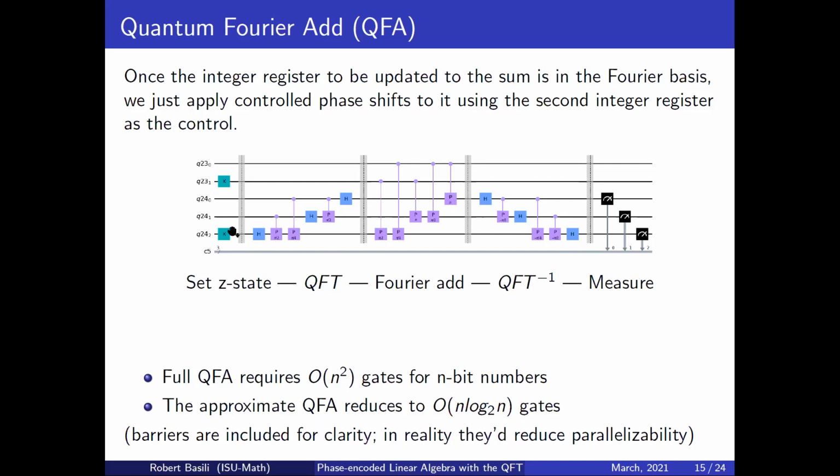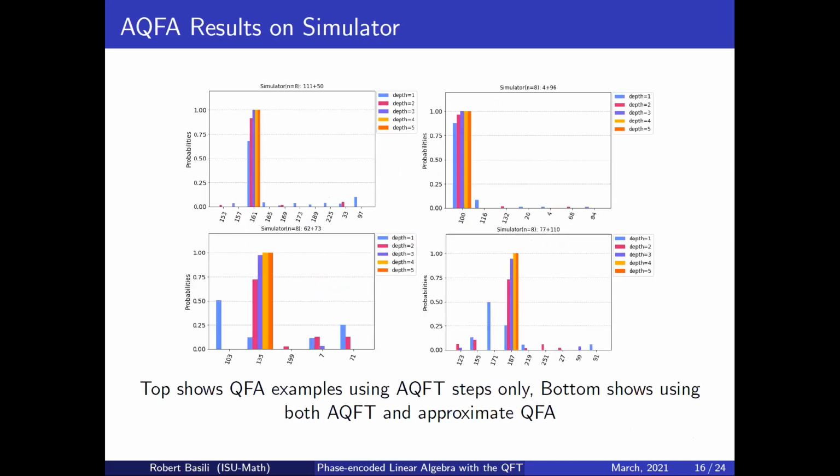Oh, and keep in mind, I'm just including barriers in this picture for the sake of clarity. You wouldn't actually want to include them because they would slow you down on the machine.